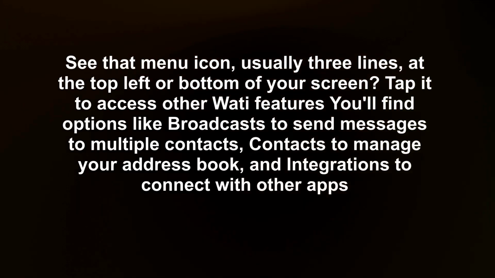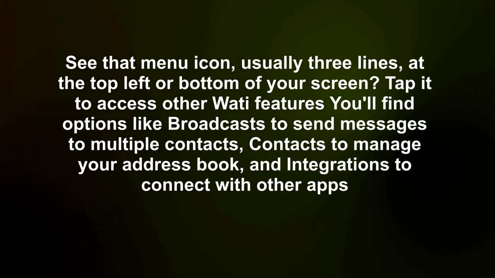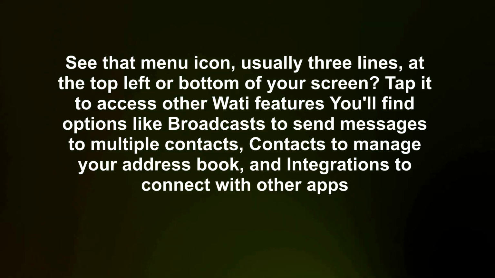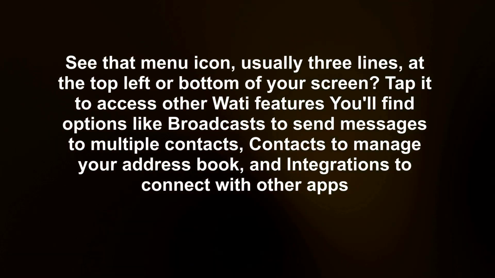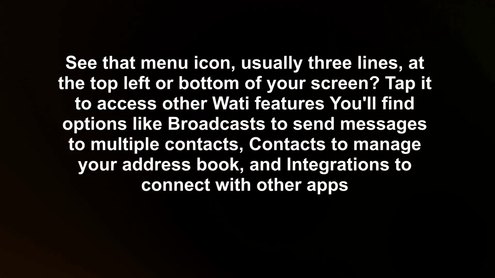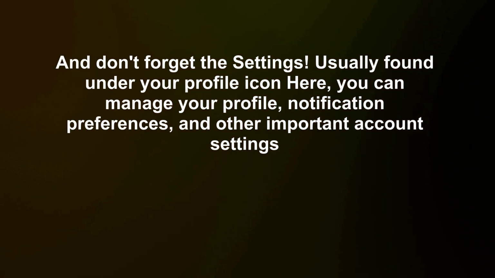See that menu icon, usually 3 lines, at the top left or bottom of your screen. Tap it to access other Wati features. You'll find options like broadcasts to send messages to multiple contacts, contacts to manage your address book, and integrations to connect with other apps. And don't forget the settings, usually found under your profile icon here.